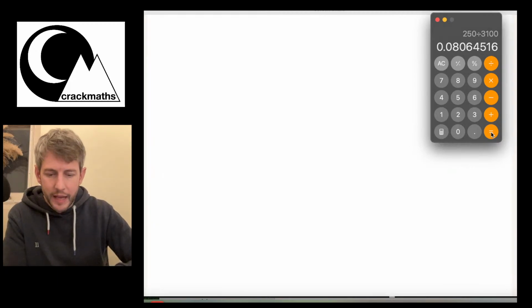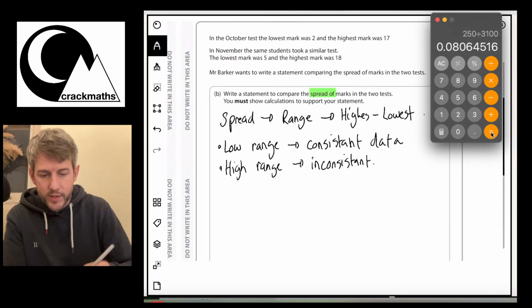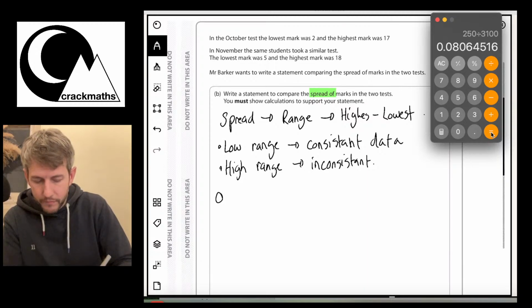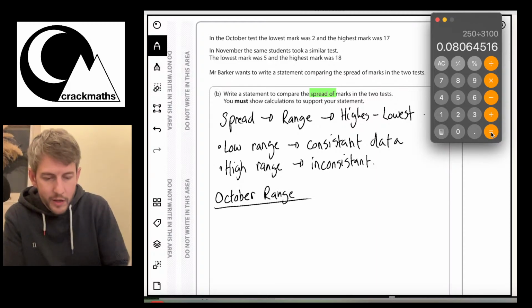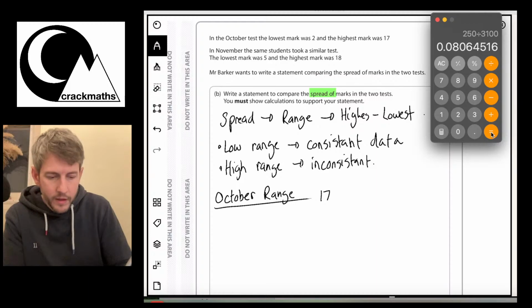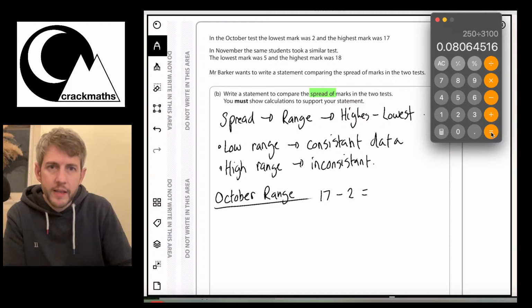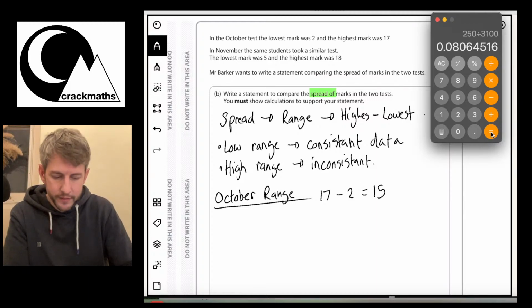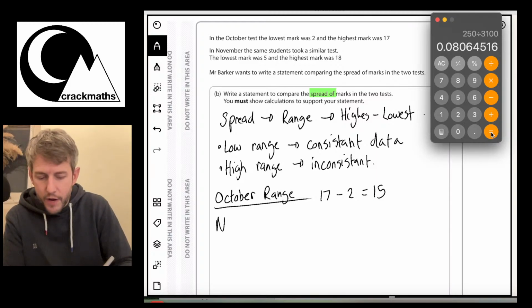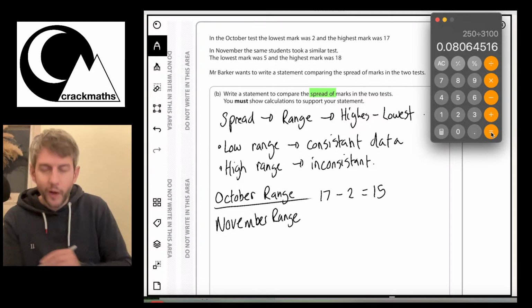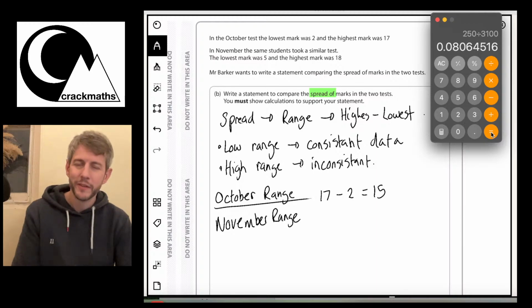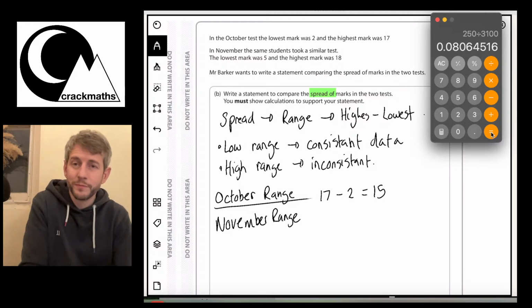So let's first of all do October. Okay, so the October range is going to be 17 take away 2. Okay, so 17 take away 2 is 15. Okay, now let's do the November range. Okay, I'll leave you a quick moment to think about what it's going to be, and then I'll write it down as well.